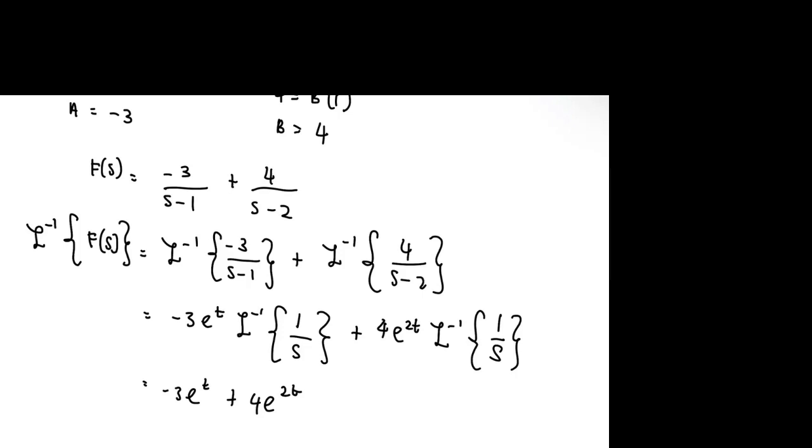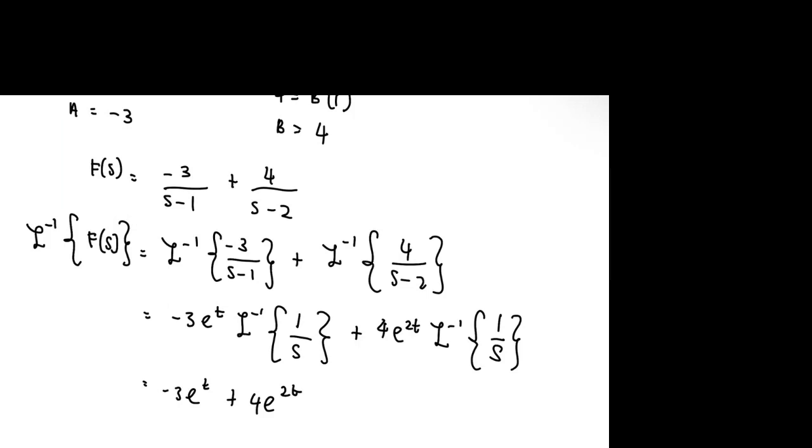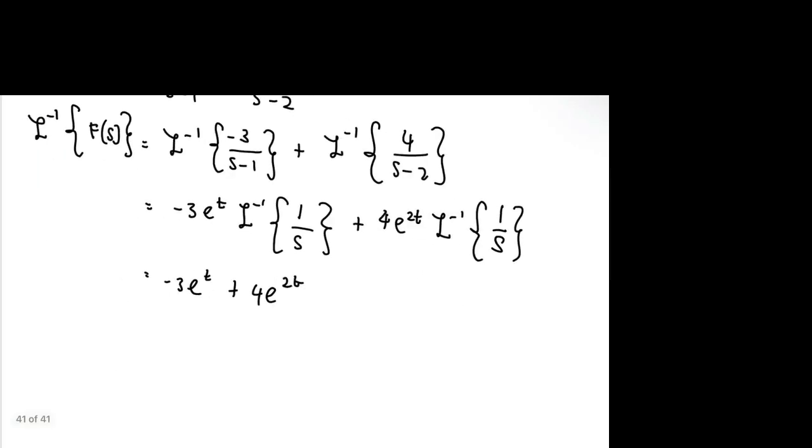Right. Examples 1, 2, 3 are more or less similar, right? Okay, example number 4: F(s) equals s over (s minus 2)(s square minus 1). This one is a bit different.